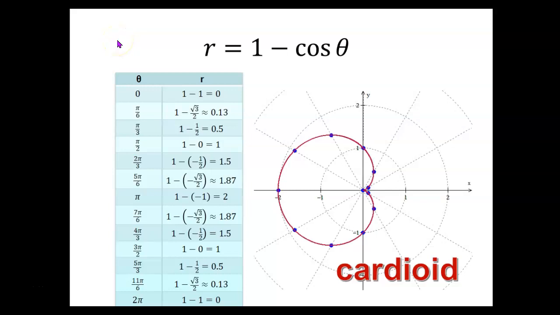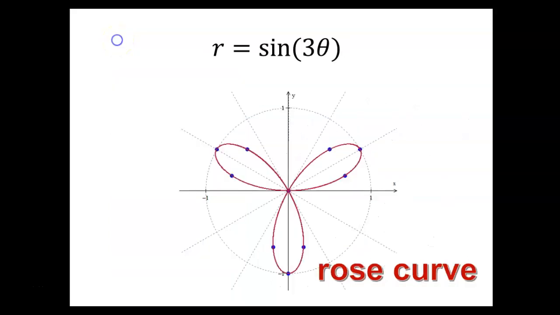Let's look at some more polar graphs. Consider the equation r equals the sine of 3 theta. When theta is 0, 3 times 0 is 0, and the sine of 0 is 0. So there's the point 0, 0. When theta is pi over 6, 3 times pi over 6 would be pi over 2, and the sine of pi over 2 is 1. So we're already all the way out at 1.